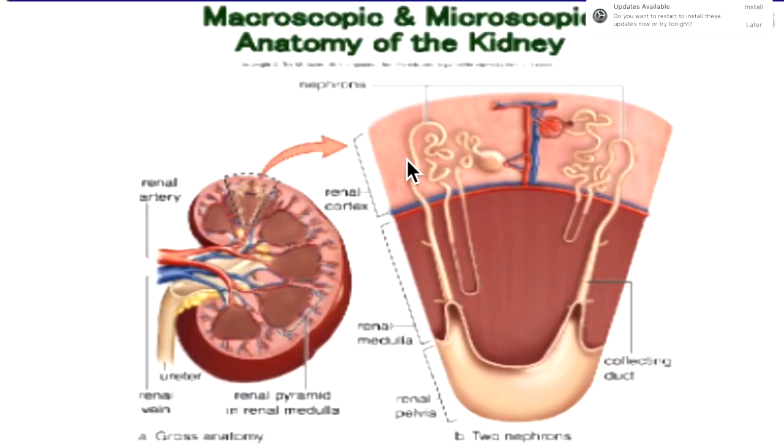Now the microscopic structure of the kidney. There are around 1 to 3 million uriniferous tubules. Uriniferous tubules are divided into two parts: one is the secretory part and the other is the collecting part. Now we'll see the secretory part. The secretory part is again divided into two parts.